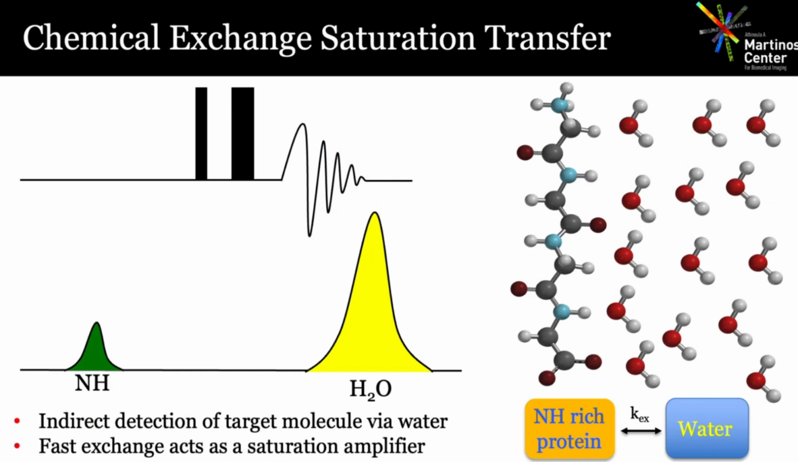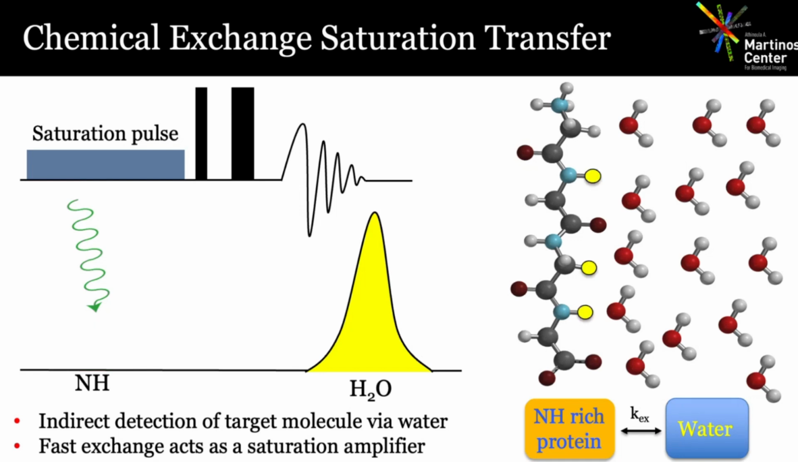So how exactly does it work? If we have a protein, we can saturate the amide protons on the backbone of the protein, and they can undergo chemical exchange with the bulk water. So we transfer that saturation to the bulk water.